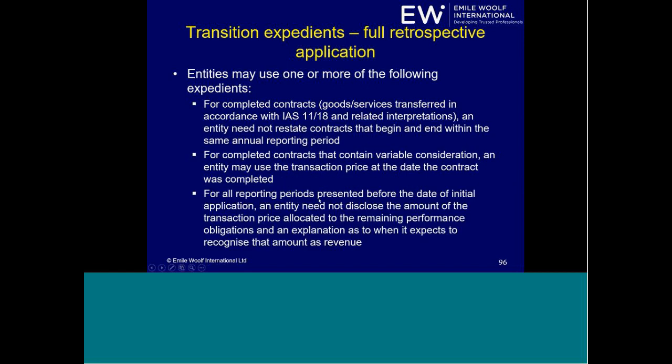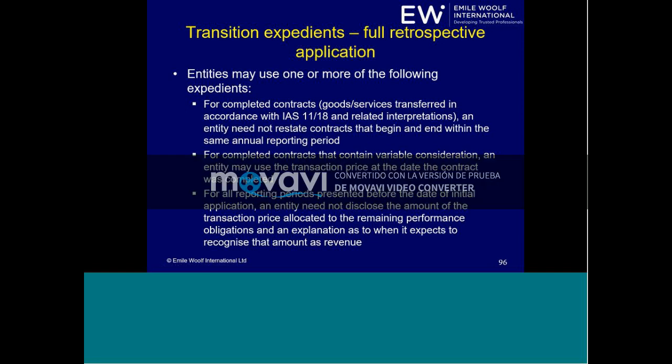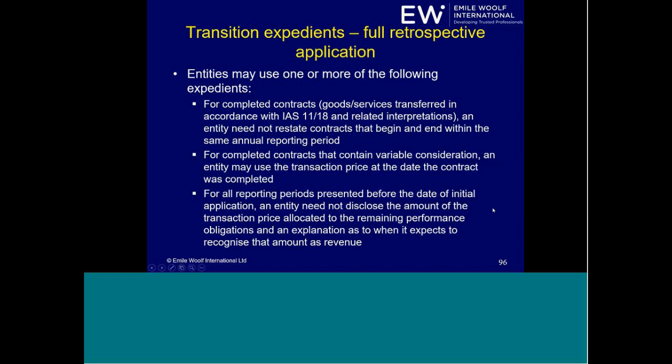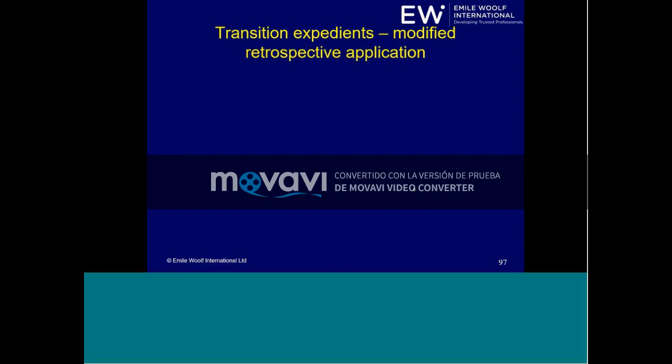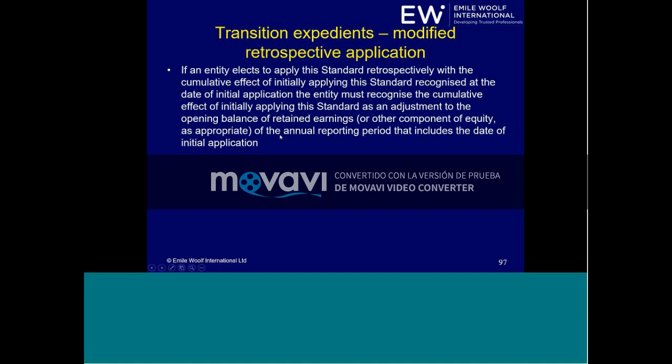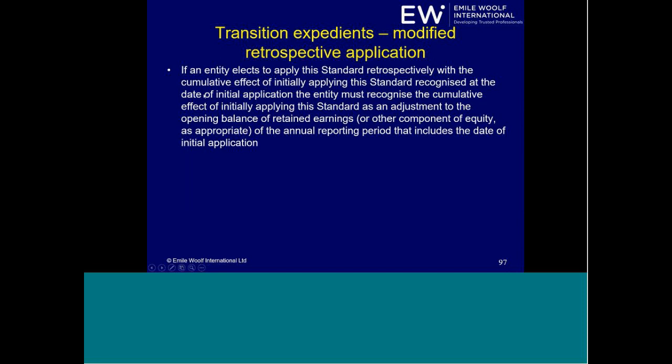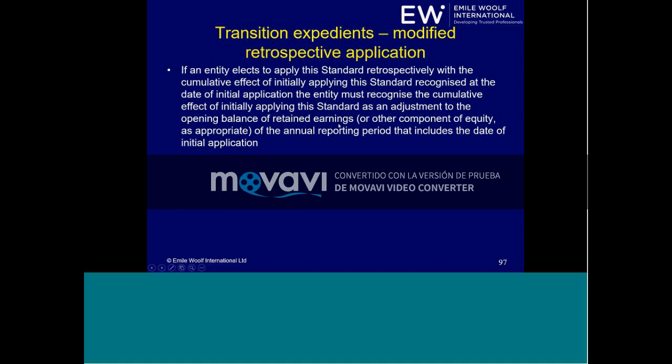The so-called modified retrospective application is where you have to catch up at the 1st of January of probably this year, the year that you actually implement this standard. You apply the standard retrospectively with the cumulative effect recognized at the date of initial application, recognizing the cumulative effect as an adjustment to retained earnings, presumably, of the period commencing 1st of January 18. Under this method, an entity must apply this standard retrospectively only to contracts that are uncompleted at that date.